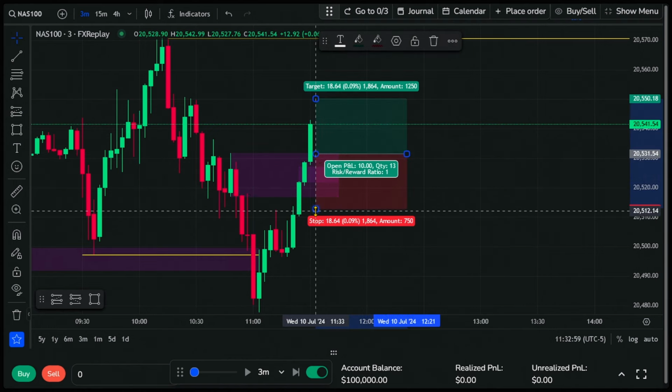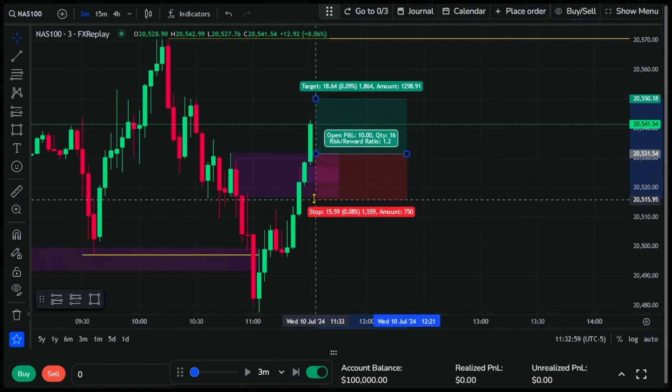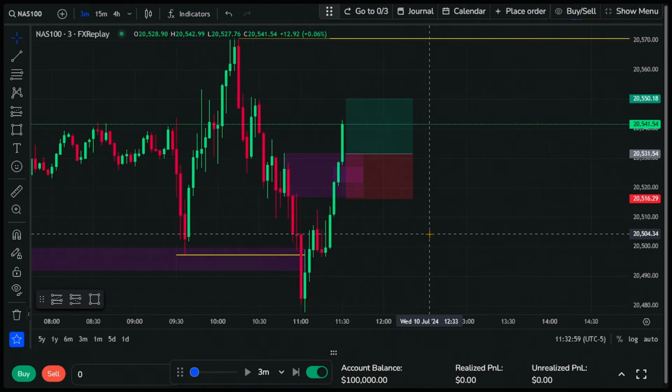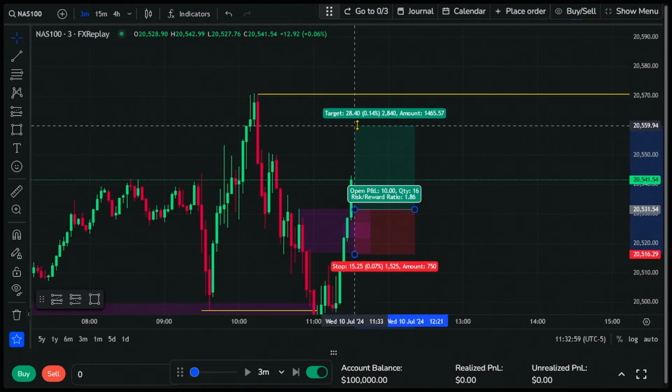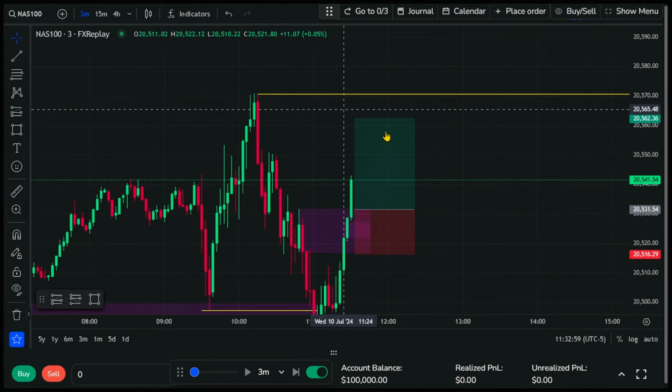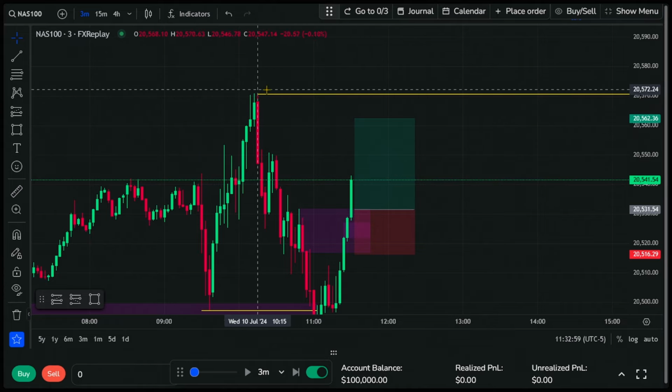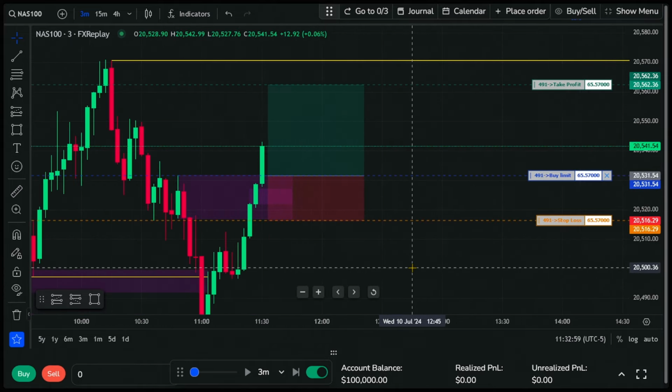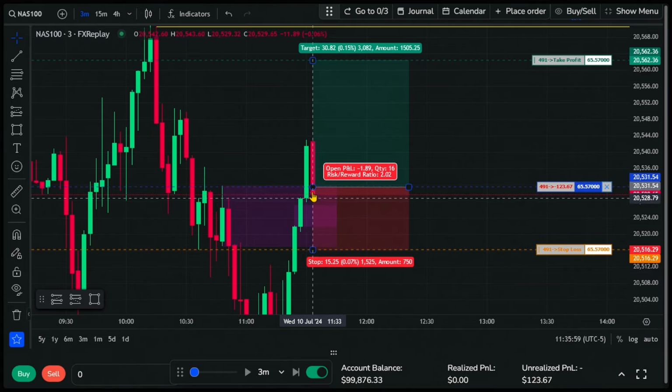I'll place a limit order at the top of the breaker block, with a stop loss just below it, giving it a little breathing room. For the target, we're aiming for a 1 to 2 risk-to-reward ratio, which is more than enough to lock in consistent profits. The trade triggers almost immediately.